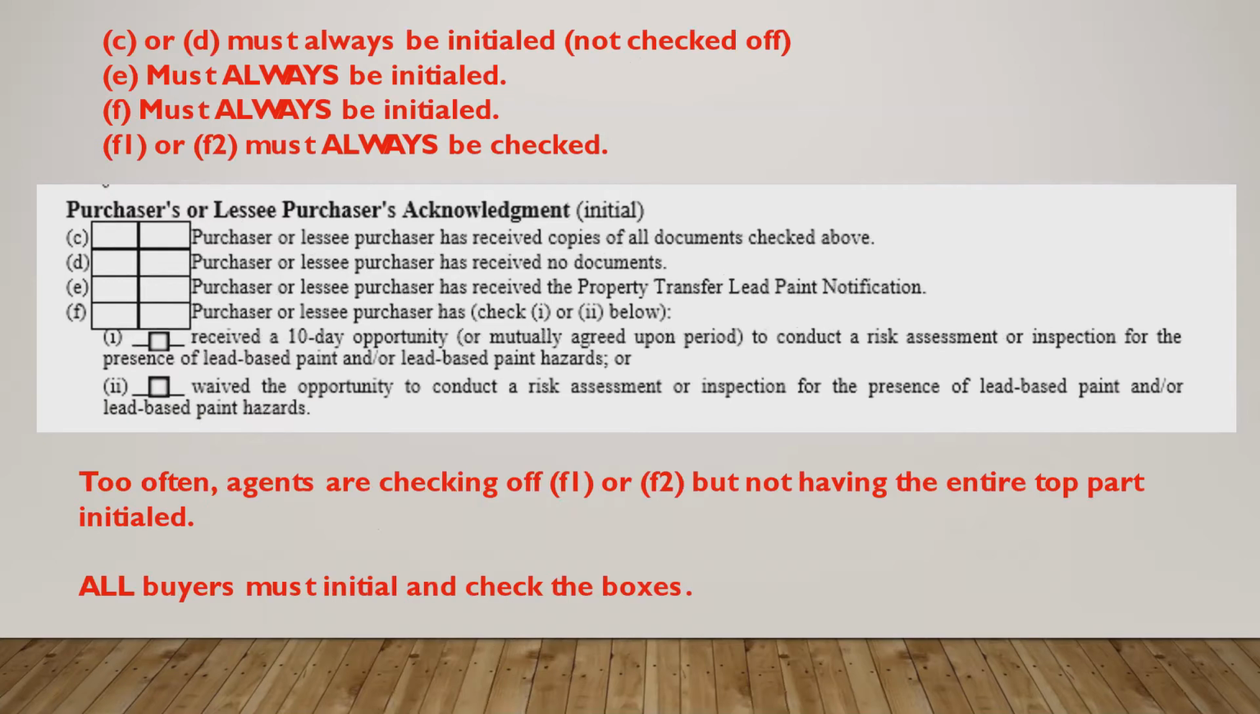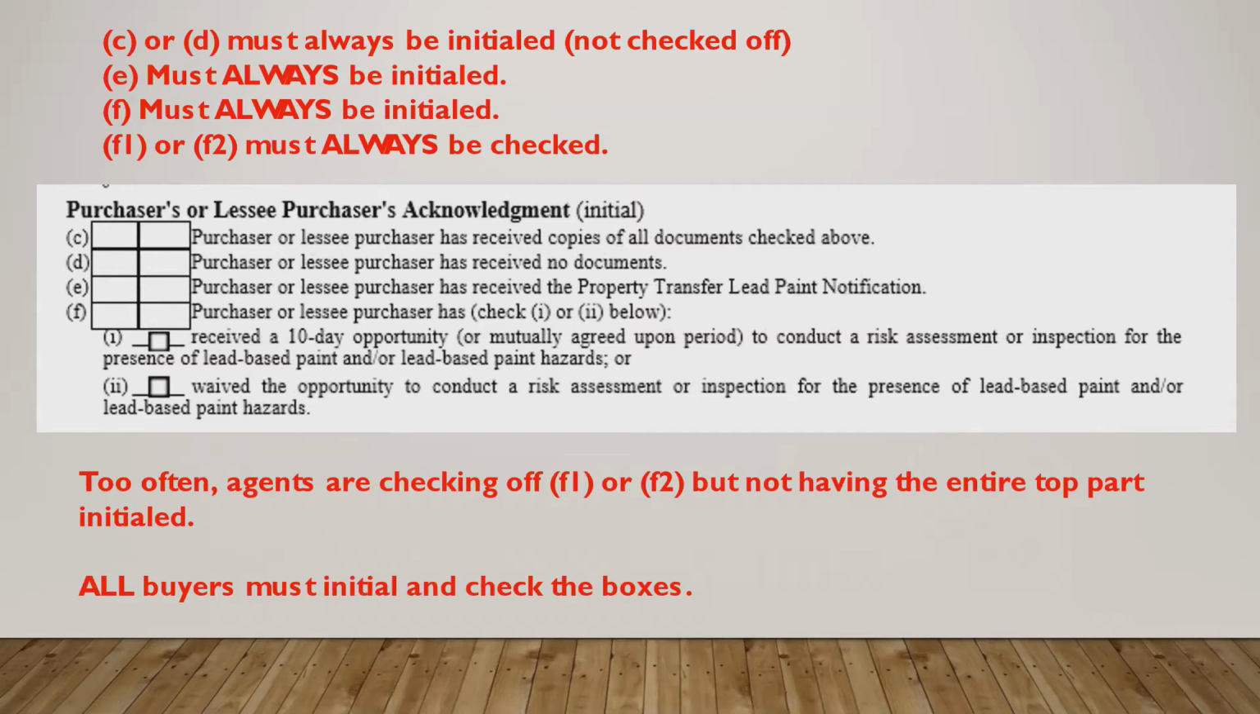Next, the purchaser section. Let's dissect the purchaser section to make sure that your buyers are initialing and checking off all the right areas. Please note that either C or D must always be initialed. So on every form, either C or D must always be initialed, not checked off, by your buyer. Also, E must always be initialed. This is the disclosure that says the buyer has received the property transfer lead paint notification. That must always be initialed. F must always be initialed.